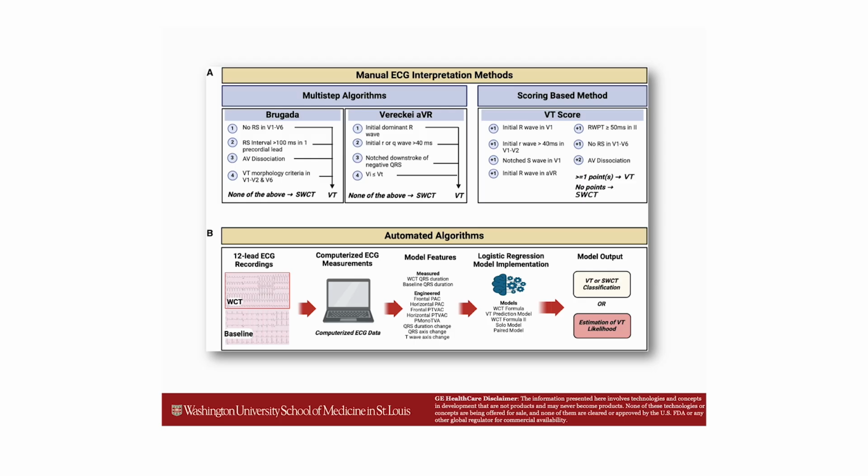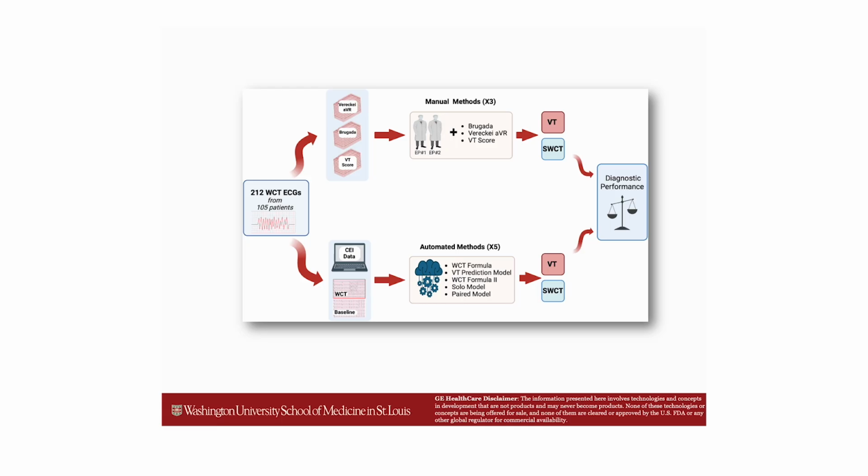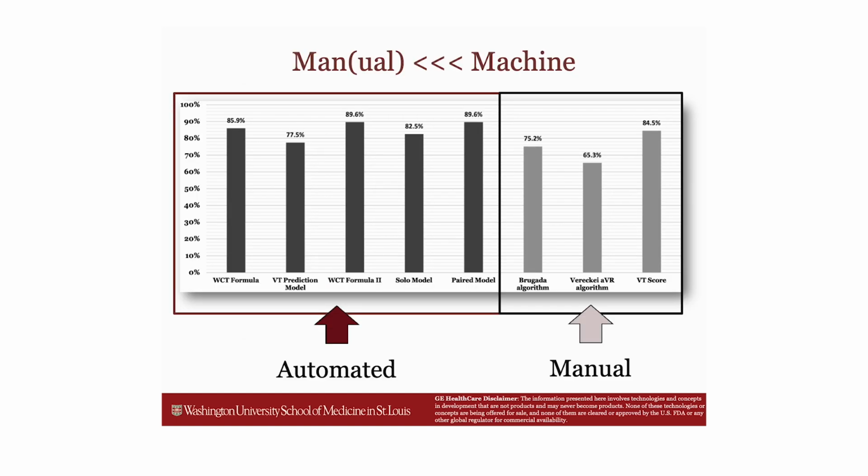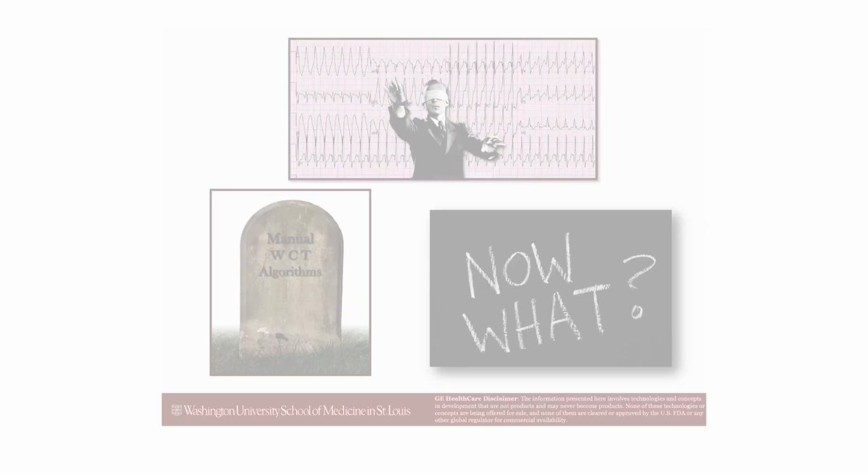So we started with 220 wide complex tachycardia ECGs. We had 2 pathways, and we essentially compared their diagnostic performance. And what we learned is that automated methods outperformed manual methods. And this is a chart showing the overall accuracy comparison between the 2. So now that we're, or at least getting closer to accomplishing these goals, what should we do now?